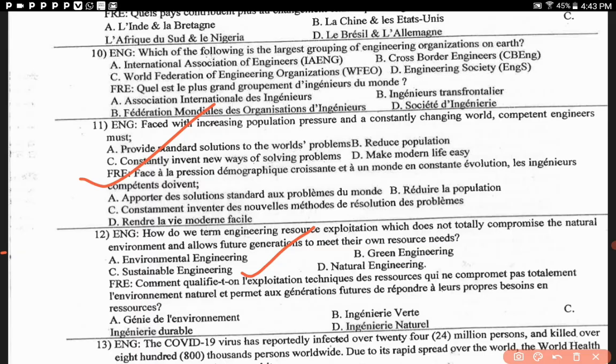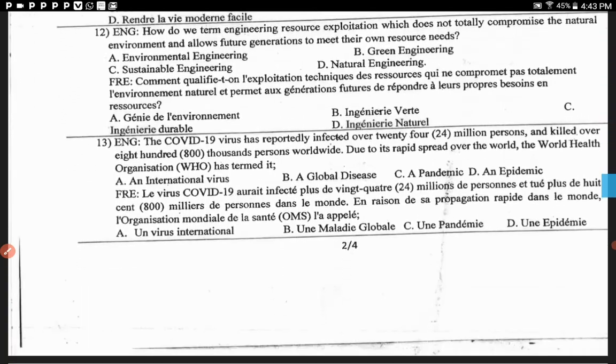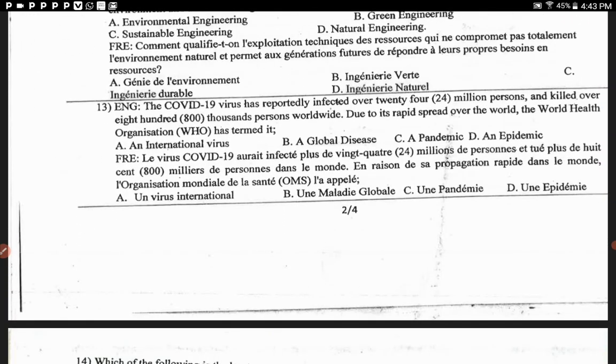Question 13. Gradually but surely, question 13. All right, here we go. I'll read the question.